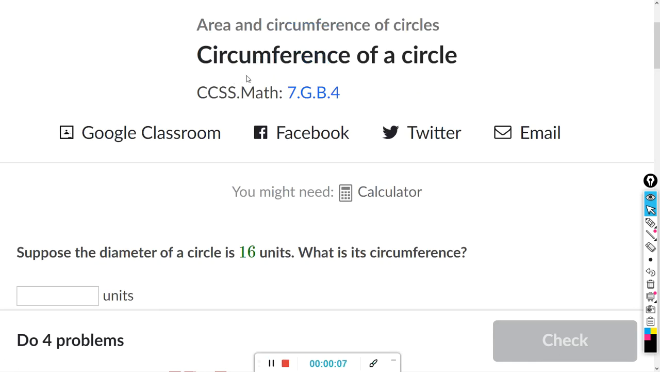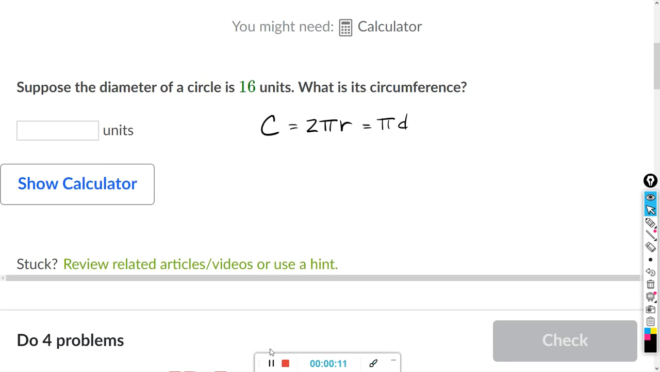This will be for the assignment, circumference of a circle. So there's two main formulas for circumference C. We have 2 times pi times r, and we also have pi times d. R is radius and d is diameter. So in this particular problem, they gave us the diameter. That's 16 units, okay? So we can ignore the formula with radius.